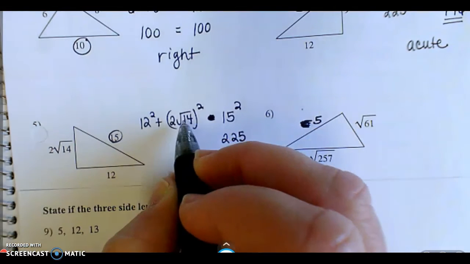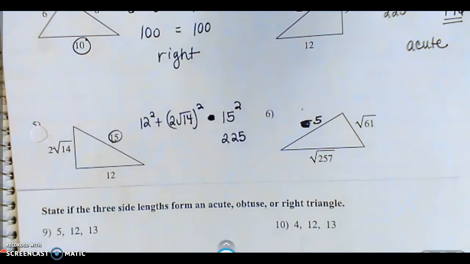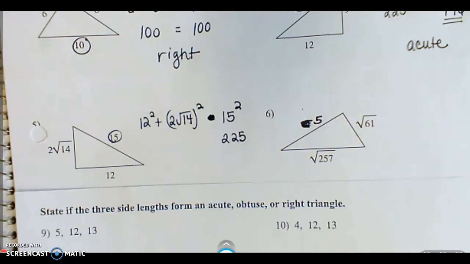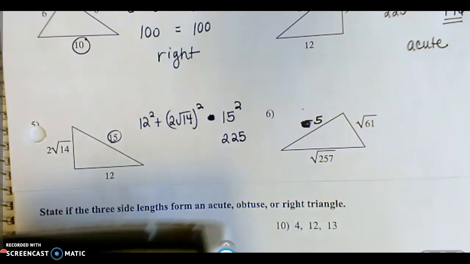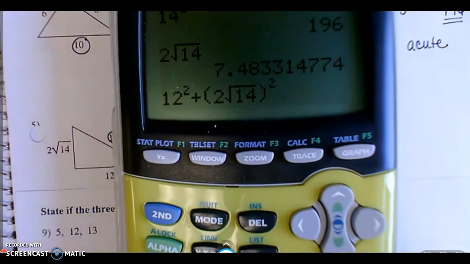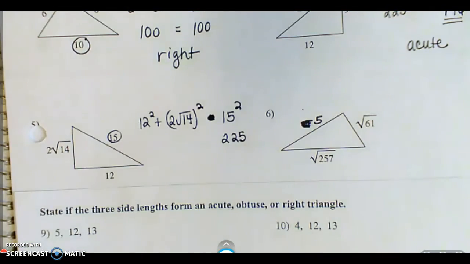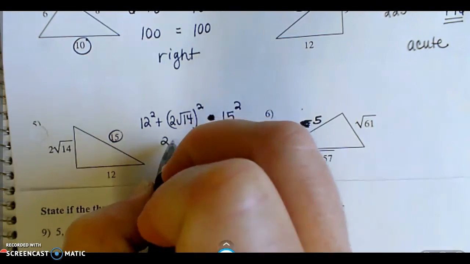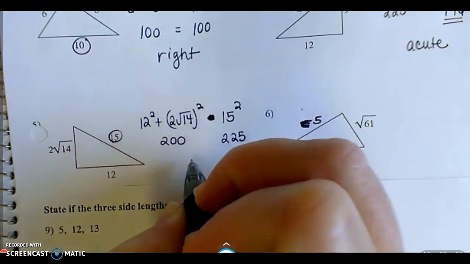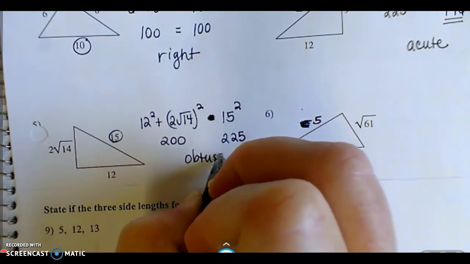When I do this, just make sure that you put parentheses around it. You can always use Desmos when you're doing this, or you can use your calculator on your phone if you can figure out how to do the square root. But Desmos will work just fine. Alright, and here's how I put it in my calculator in case that's helpful for you. Okay, when you press enter, you get 200. This is bigger, so that means obtuse.